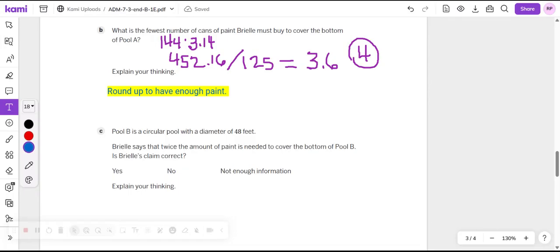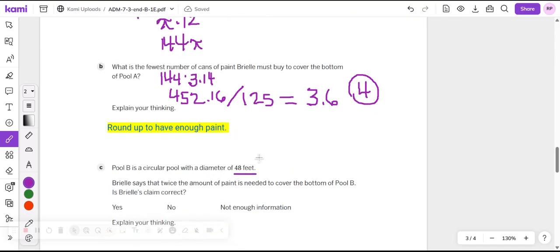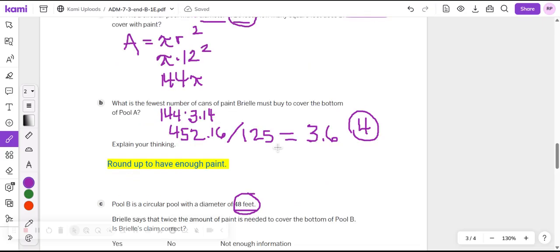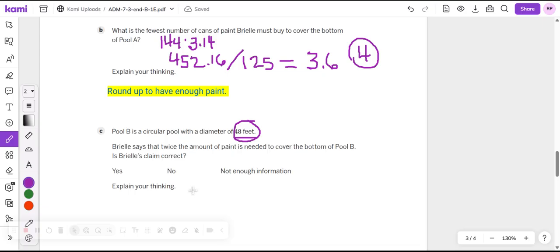Pool B is a circular pool with a diameter of 48 feet. Brielle says that twice the amount of paint is needed to cover the bottom of pool B. Is Brielle's claim correct? Well, I know that the diameter for the original pool was 24 feet, and this pool now that we're talking about is 48 feet. So while it's true that 48 is 2 times 24, we don't find the area just by multiplying by 2. We would have to multiply by 2 squared. So no, it's not true that we need twice as much paint.